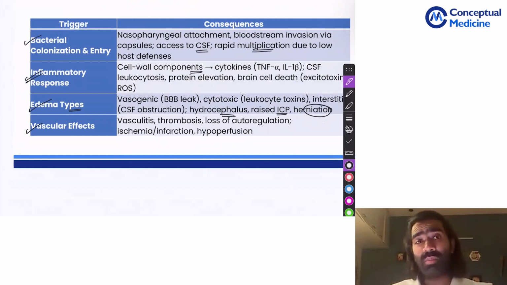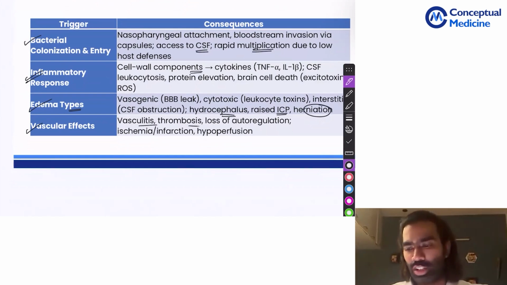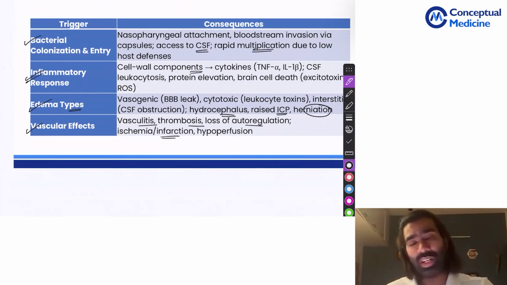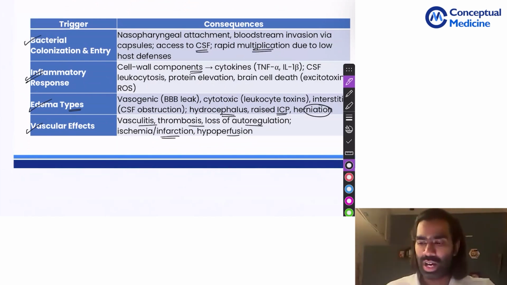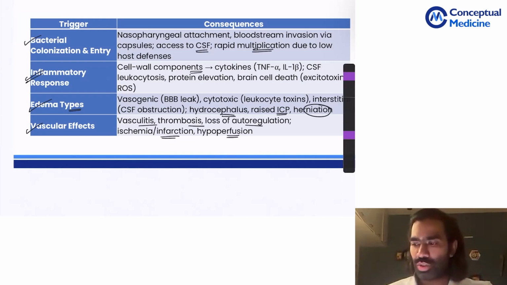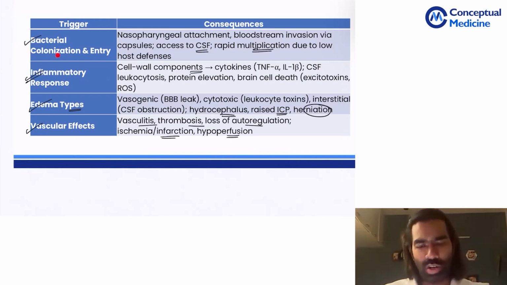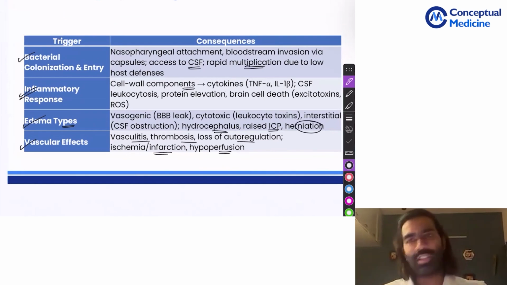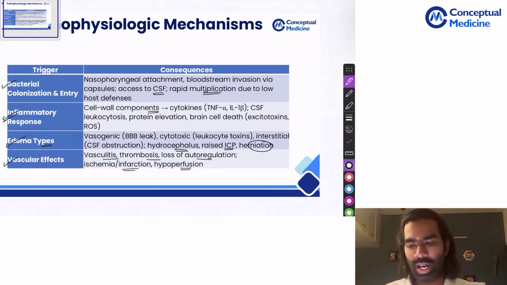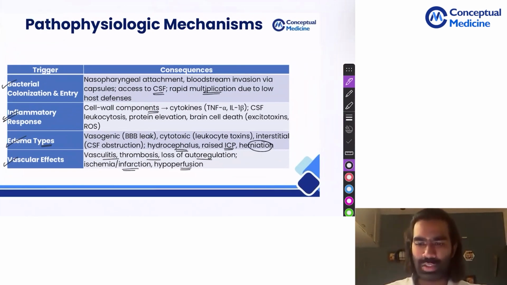And patients can develop a lot of vascular effects as well. For example, patients can develop vasculitis, thrombosis, loss of cerebral autoregulation, and that can further lead to ischemia, infarction, and hypoperfusion to the brain. So you can remember it in 4 simple steps: bacterial colonization and entry, inflammatory response, lots of edema, and there'll be some vascular effects in the form of vasculitis and thrombosis of the vessels as well.